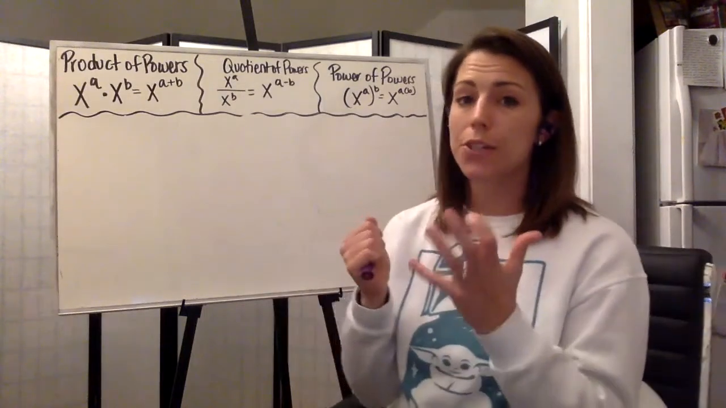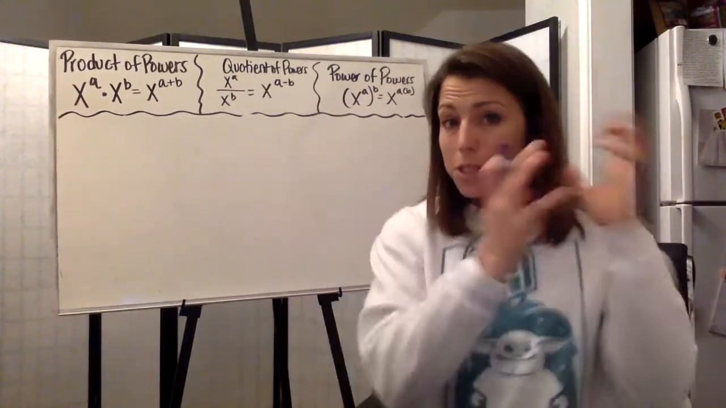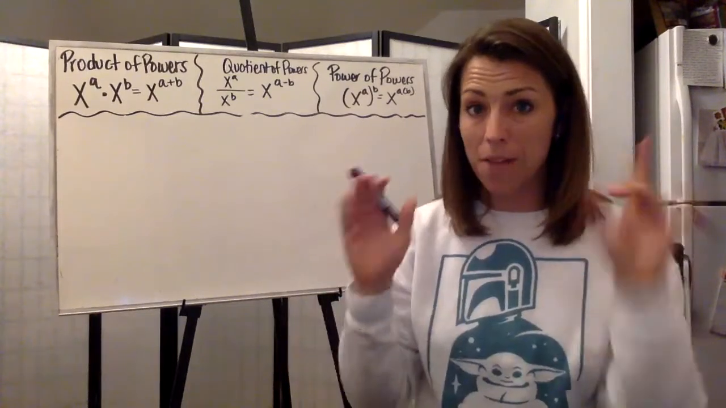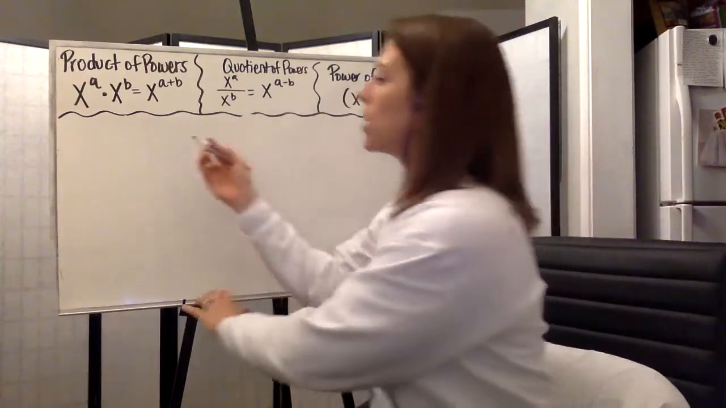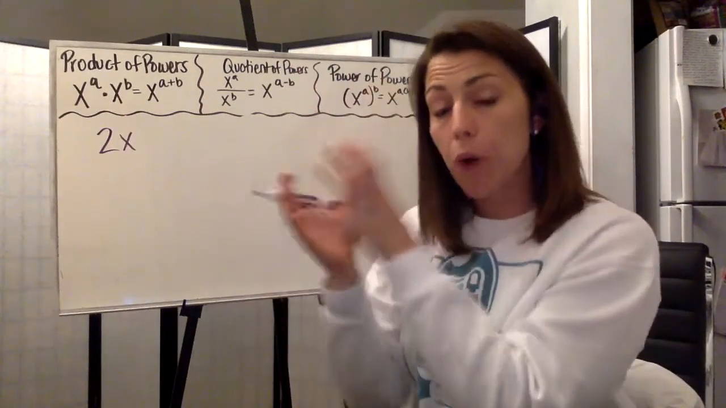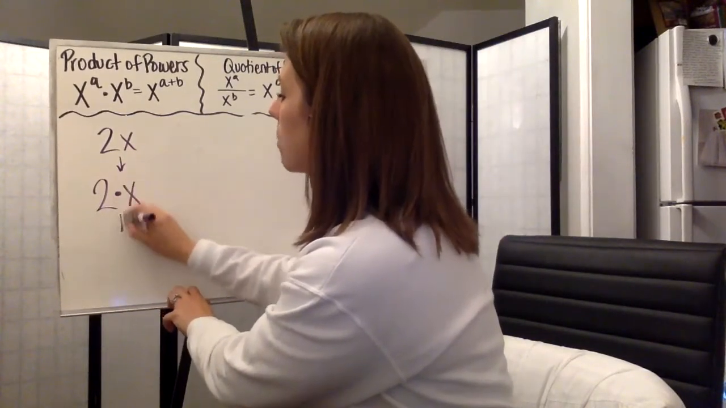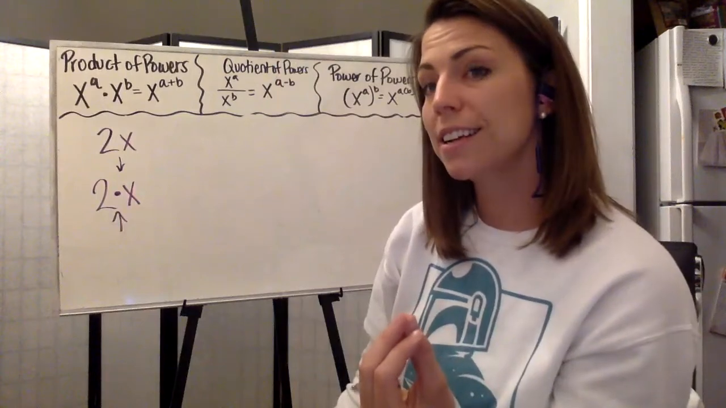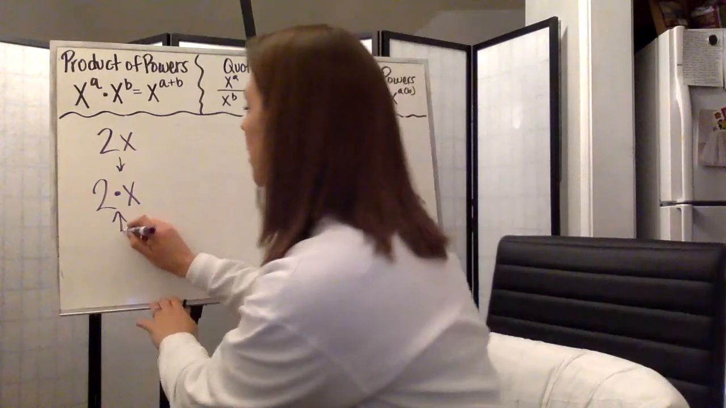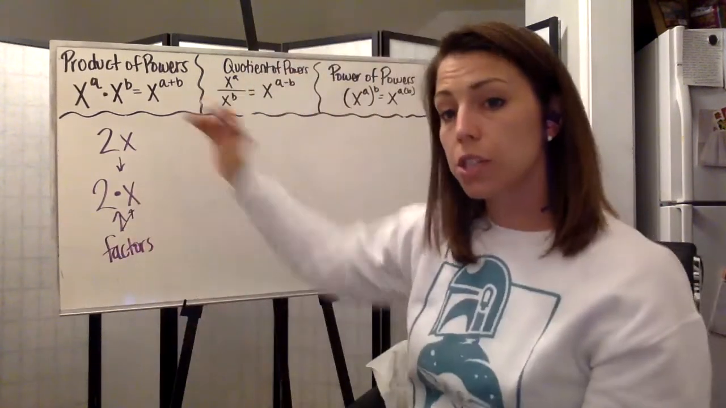So it's really important to understand what a coefficient is. A coefficient is just a number multiplied by a variable. It's part of a product, not necessarily part of a power. Let me show you what I mean. So when you have, for example, 2x, we talked about this. 2x is a product. That means 2 times x. And products are made up of what? Products are made up of factors. So both of these are considered factors in this product 2x.